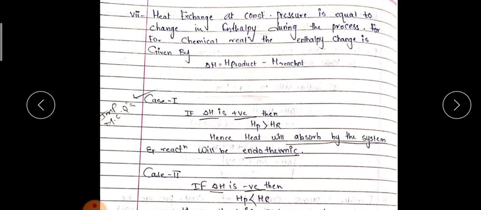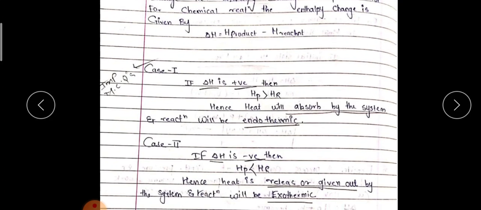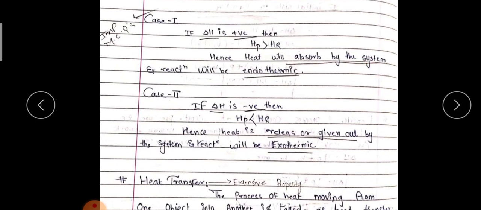For a chemical reaction, the enthalpy change is given by delta H is equal to H product minus H reactant. Case 1, if delta H is positive, then HP should be greater than HR. Hence heat will be absorbed by the system and the reaction will be endothermic. For MCQ purposes, it is very important. When delta H is positive, it means the enthalpy of product is greater than the enthalpy of reactant. The MCQ will be on that. If HP is greater than HR, then heat will be absorbed by the system and the reaction will be endothermic.